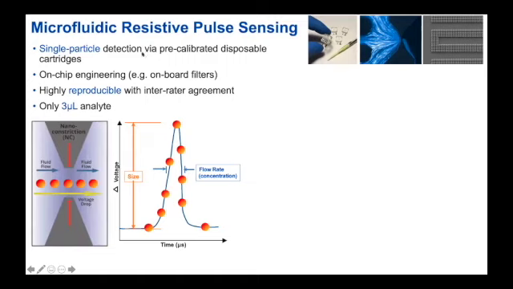For our nanoparticle analysis, we use Spectrodyne. For those of you who may not be familiar, this allows for single particle detection by these pre-calibrated disposable cartridges that have on-chip engineering with these filters. This is highly reproducible, and importantly for pediatric samples only requires 3 microliters of analyte. Single particles go through the nanoconstrictor, which generates a change in the voltage that allows you to determine the size, and then the flow rate allows you to determine the concentration.